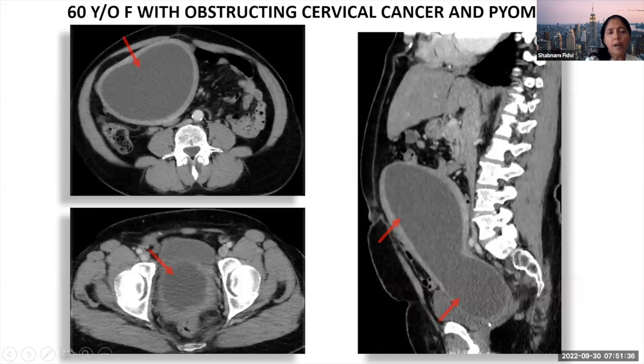Same patient, axial and sagittal images, again showing a pretty enlarged uterus for the patient's age. The uterine fundus extends above the level of the umbilicus. There's myometrial thinning, and you see that the endometrial canal is distended with what we know is debris and pus based on the ultrasound, and this is due to an obstructing cervical cancer with resultant cervical stenosis.